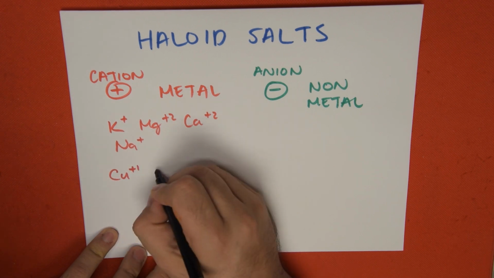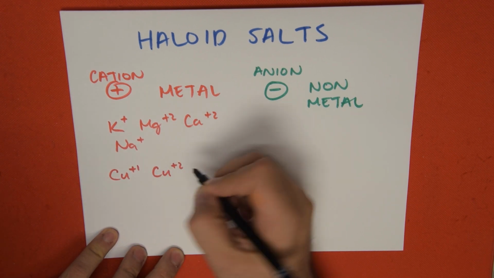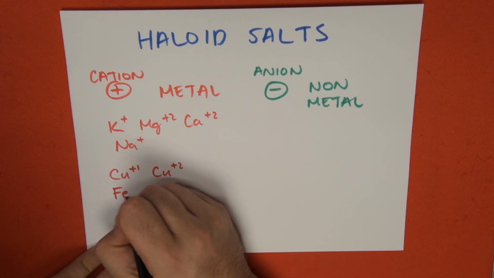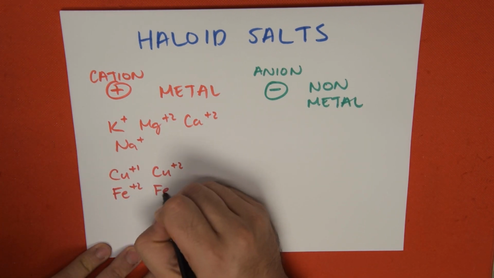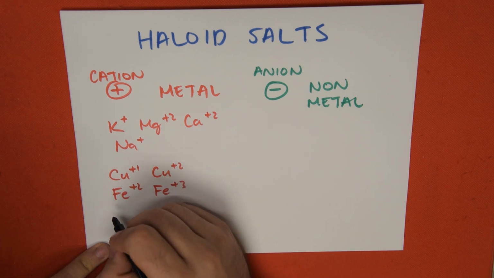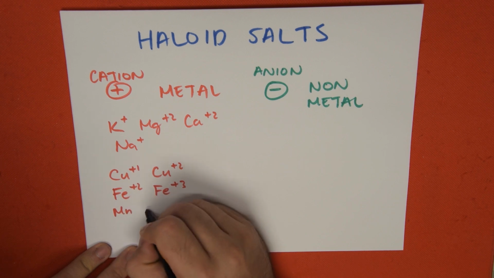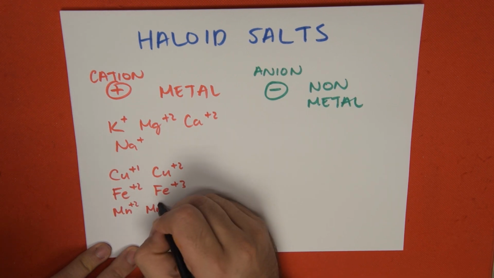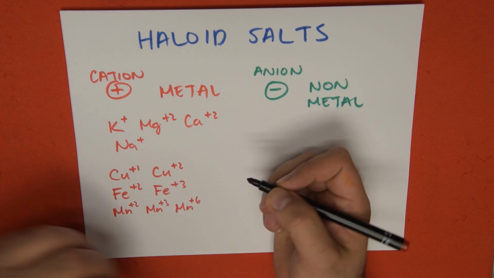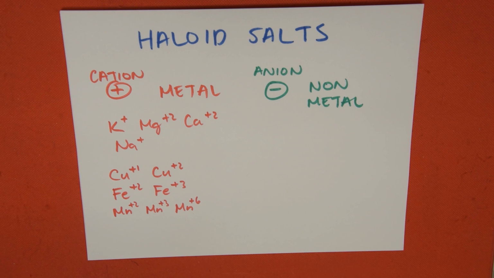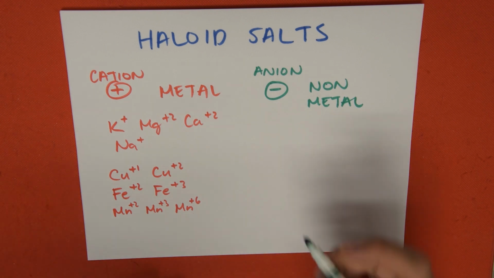Copper can be +1 or +2. That's from another lesson in chemistry, but it's also important for you to know. Iron, which can be +2 or +3. I'm also thinking about manganese. Manganese can have quite a few valences. I'm going to show you a few of them: +2, +3, and +6. And basically, any of these metals can serve as a cation part for a nonmetal part.